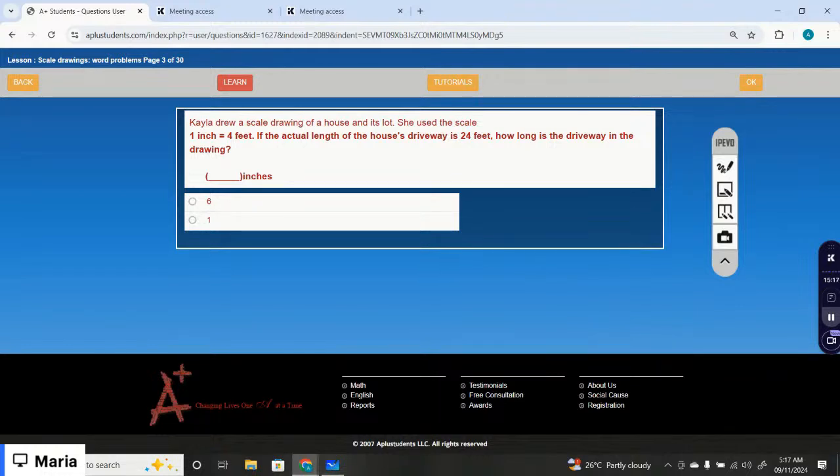Kela drew a scale drawing of a house and its lot. She used the scale 1 inch equals 4 feet. If the actual length of the house driveway is 44 feet, how long is the driveway in the drawing? So which is the correct option?